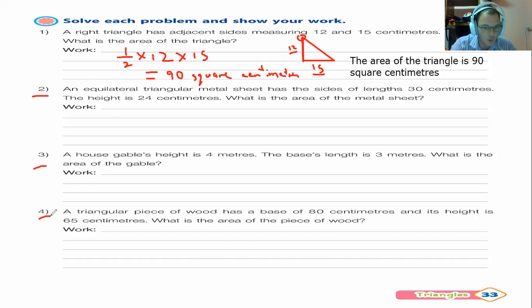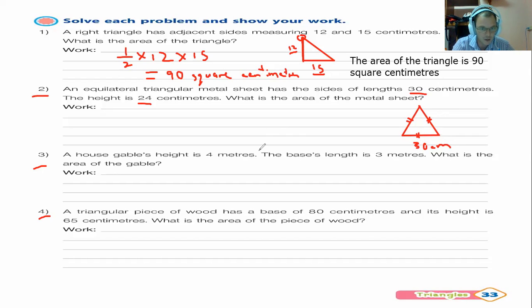Okay. So an equilateral triangular metal sheet has sides of length 30 centimeters. Being an equilateral triangle, we know the sides are all equal. So we can draw that to show it's all equal. And they say that the height is 24 centimeters. And we know the base has to be 30 centimeters because the sides are all equal. So the base will be 30 centimeters.